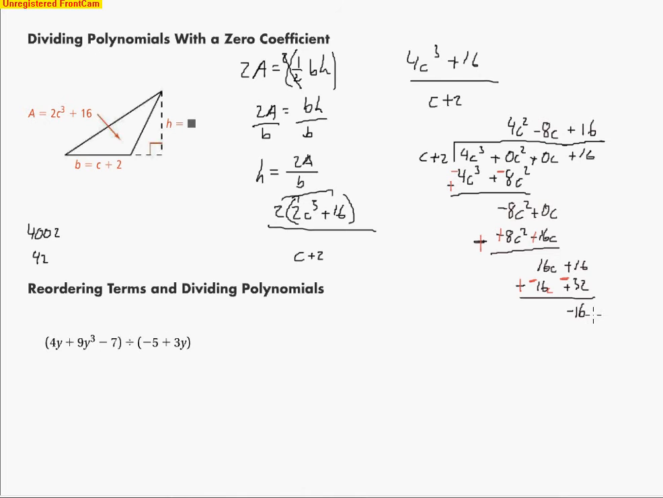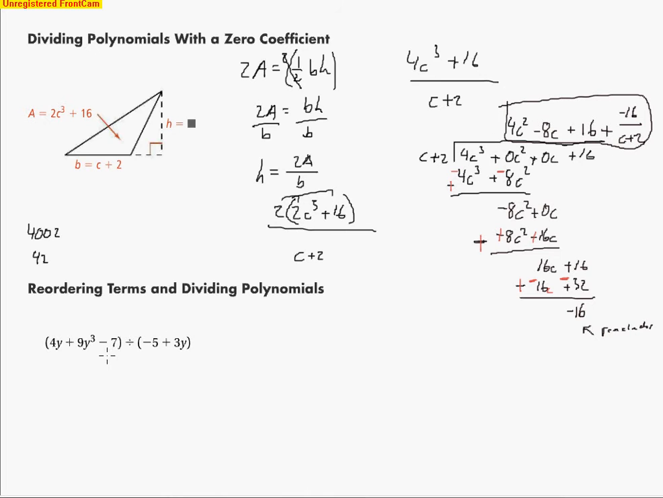So this is my remainder. And the remainder, just like a remainder when we're dealing with long division, I'm going to write it as a mixed number. So we're going to write plus the remainder, negative 16, over the divisor, c plus 2. And that's my answer right there.